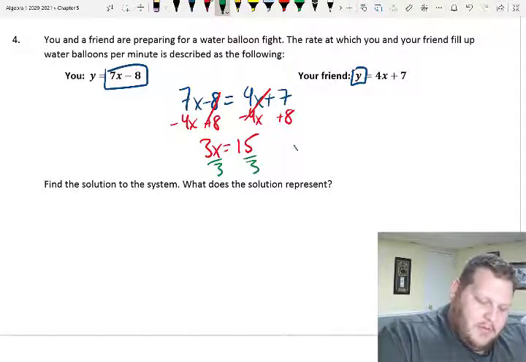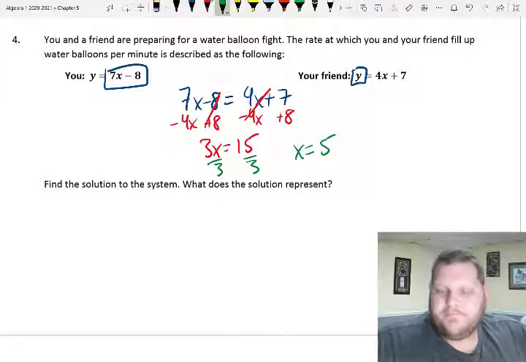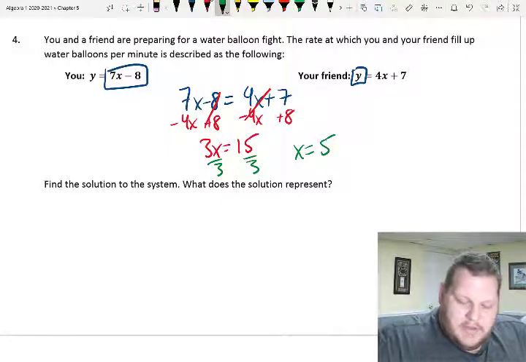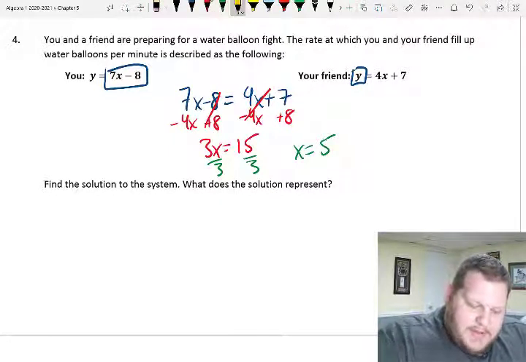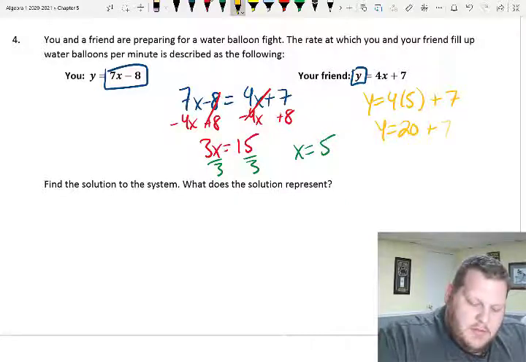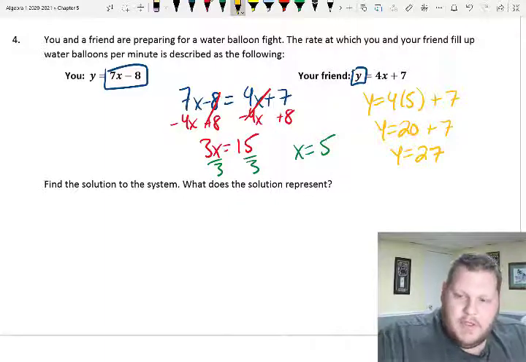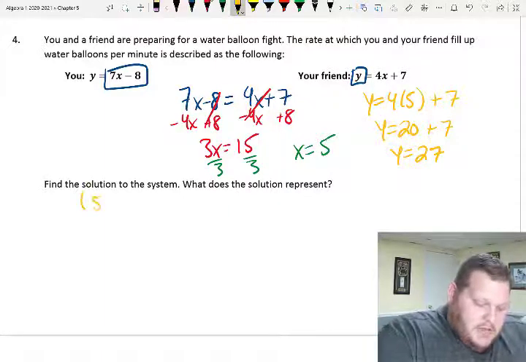So, divided by 3, x equals positive 5. And then you go to one of your two equations. Doesn't really matter which one. I'm already on the right side here, so I'm just going to plug it in here. y equals 4 times 5 plus 7. So y equals 20 plus 7. So y equals 27. So my solution is 5, 27.